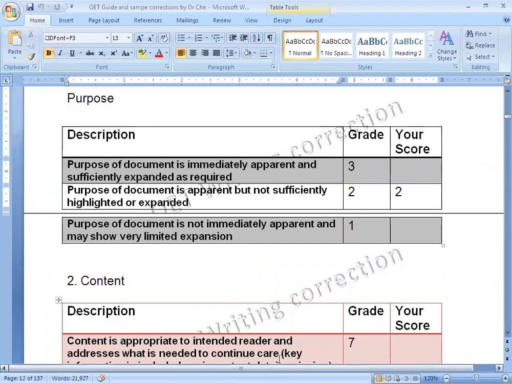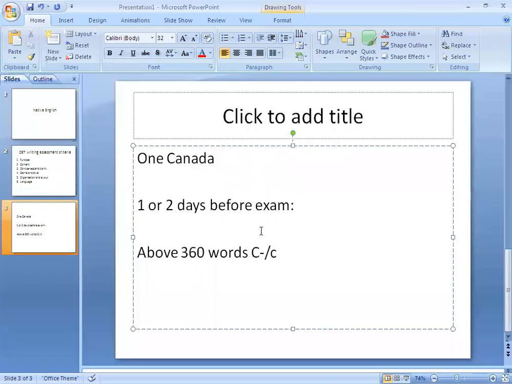So first criteria is purpose. So let me take Miss Kate. So why is it important to write a concise and to the point purpose in OET writing? Because for better understanding for the reader, what is the target, the aim? Yes. Okay, just let me explain.